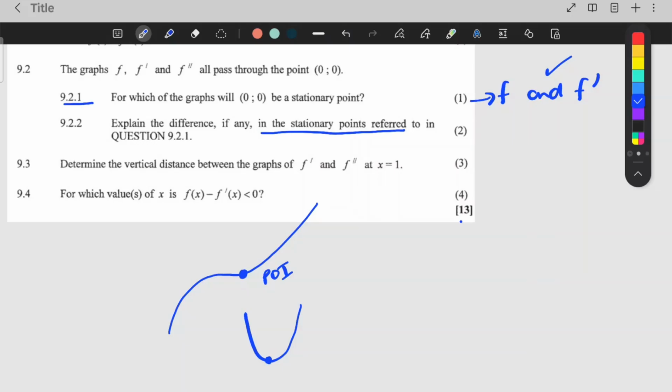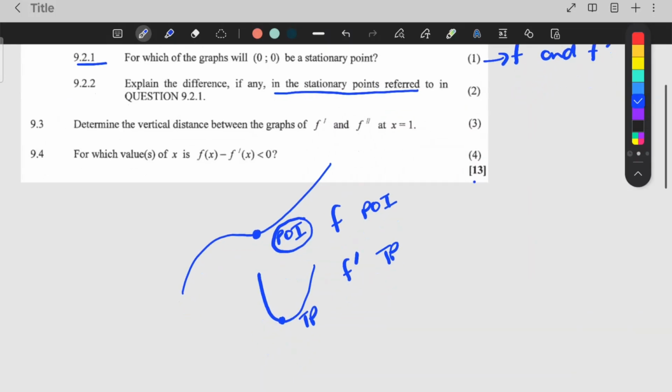If you have one turning point, it is a point of inflection. But with a parabola, that is just the turning point. That's the difference. So for f, it's the point of inflection, and for the parabola, it's just the turning point. That is the difference between the two stationary points. Both are stationary points. Okay, let's go on to the next question, 9.3.